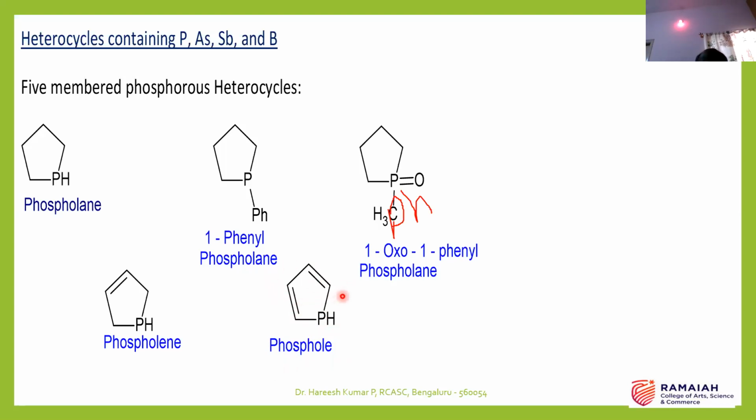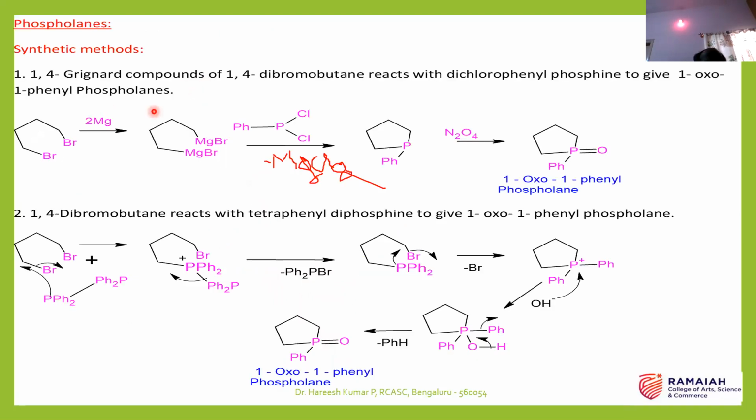So these are a few 5-membered phosphorus-containing heterocycles. Now we will look into the preparation, how one can prepare. Here I am taking a 4-carbon chain: 1, 2, 3, 4. So we can say 1,4-dibromobutane, when it is treated with magnesium, a metal, what will happen? There will be a formation of an organometallic compound.